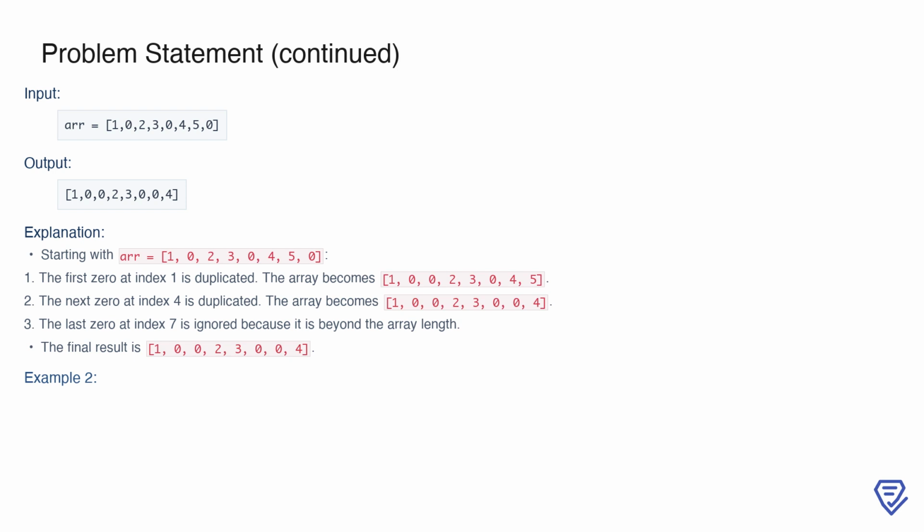Finally, the 0 at index 7 is ignored since it lies beyond the array's fixed length. The final modified array is 1, 0, 0, 2, 3, 0, 0, 4. This demonstrates how zeros are duplicated in place while adhering to the length constraint.